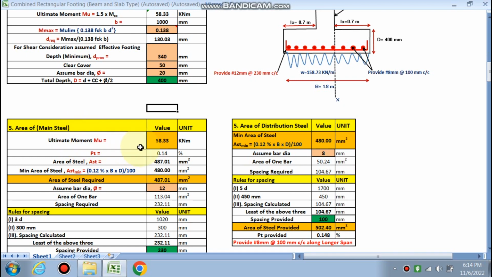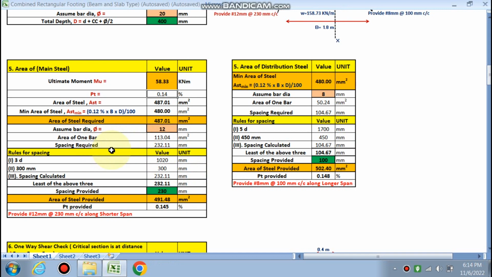So area of main steel, ultimate moment is 58, already been calculated. Pt is being calculated by formula in IS code. Ast required is this much, Ast minimum we have to calculate, we have to take the maximum value 480. If you choose 12 mm dia, you can see that the spacing required is being calculated. Rules for spacing 3d, 300 mm, spacing calculated, whichever is lesser is 232, and spacing rounded off is 230 mm. So Ast provided is 491.48, Ast required is 487, and we have provided 491.48. So Pt provided is 0.145.